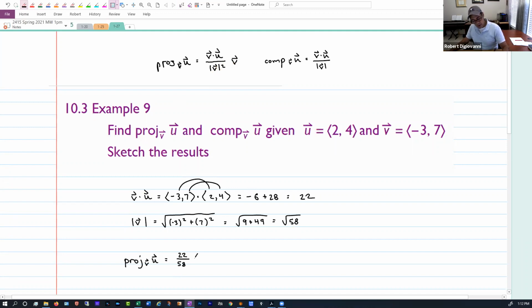So what I'm going to do is I'm going to write my vector, negative 3, 7. And this is scalar multiplication, which just means we pass the 22 over 58 through the angled brackets, almost like distribution. And our answer is still a vector. So when I multiply this through, we get what? Negative 66 over 58. And then what's 22 times 7? 154? Someone can check my arithmetic. 154 over 58.